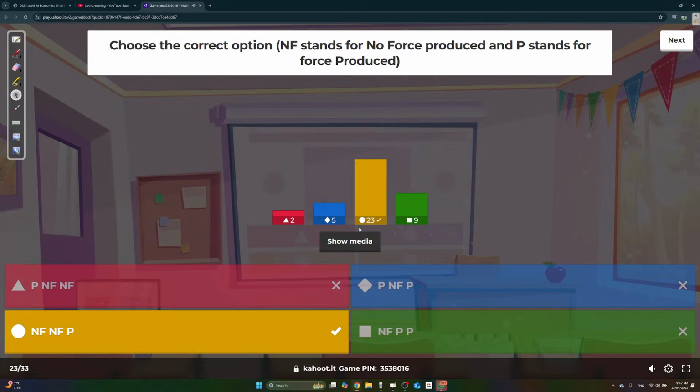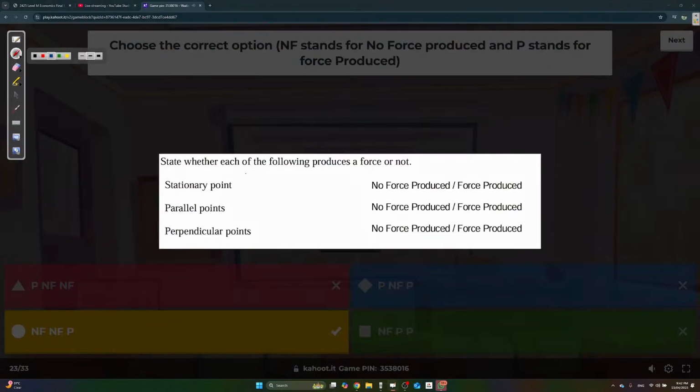Okay, no force, no force, and there is a force. If it's stationary, no force, right? If they're parallel to each other, then there's no force. If they're perpendicular, they're in contact, so there will be a force produced. Okay? This was not in any of the past TAs, and it was not in any of the past exams, but it came in the final. So please pay attention to this question in case it may come tomorrow. Okay? So no force, no force, and then force produced.